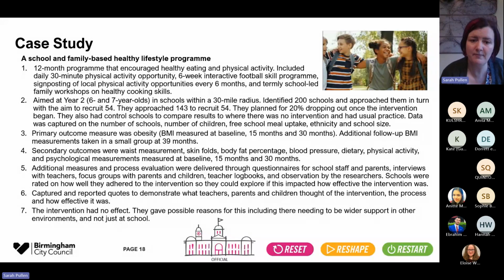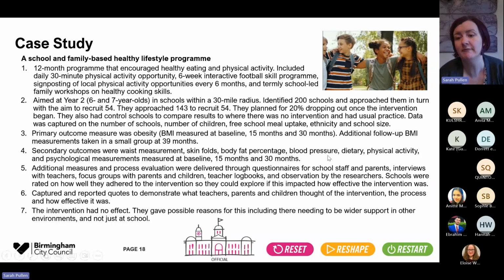The additional measures and process evaluation that they did were delivered through questionnaires for school staff and parents. They also had interviews with teachers and they also did focus groups with parents and children and teacher logbooks to assess daily notes on how it was being delivered at the time. So to capture their ideas at that point rather than just at the end of the project. There was also observation by the researchers.